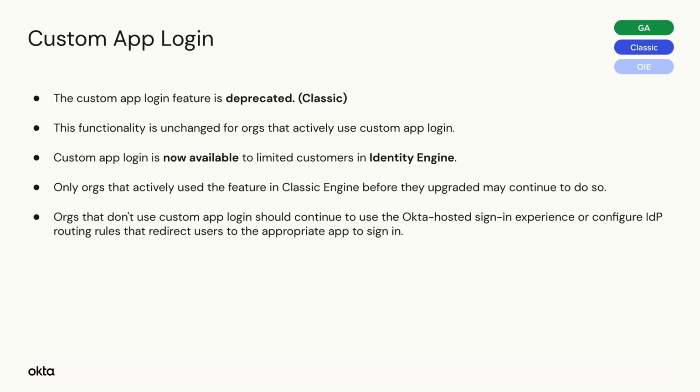Only orgs that actively used this feature in Classic Engine before they upgraded may continue to do so. In both cases, orgs that don't use Custom App Login should continue to use the Okta-hosted sign-in experience or configure IDP routing rules that redirect users to the appropriate app to sign in. You may find the Custom App Login Help Center article for more information.